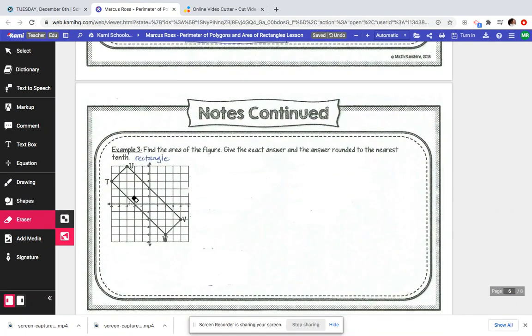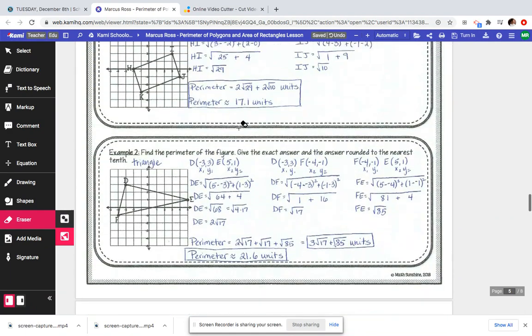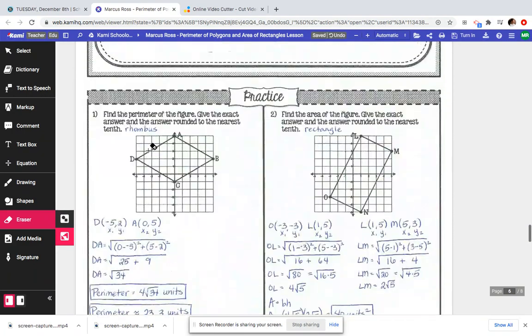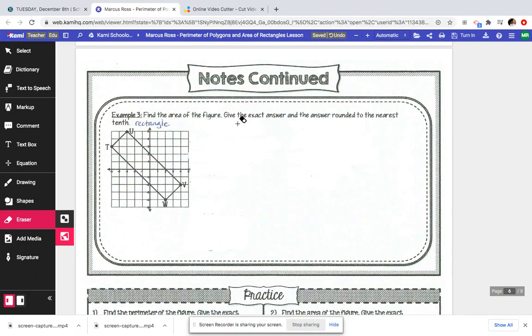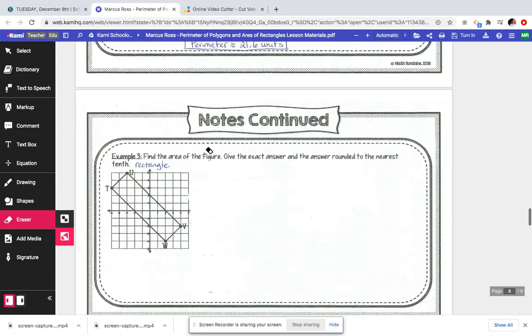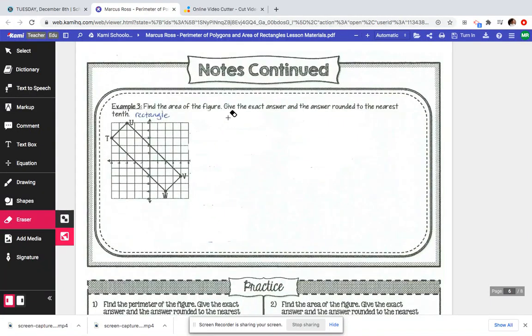All right, let's scroll down to our last little example here. We already did perimeter, but now we need to look at an example of an area. So find the area of a figure, give the exact answer, and the answer rounded to the nearest tenth. All these are going to be rounded to the nearest tenth, just so you know. For this one, it's going to be very similar to the first question, same process, but the last little piece is different. So again, you're going to identify those 2 points of your first line.